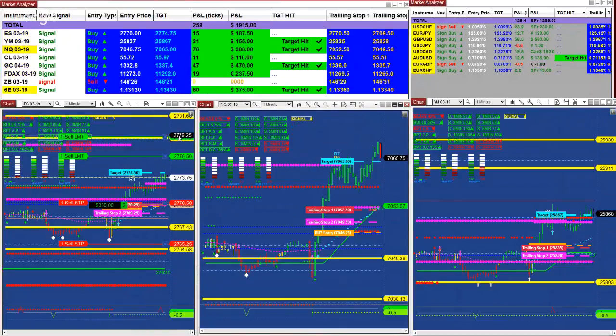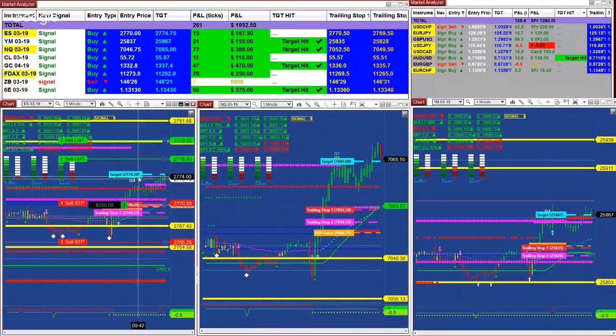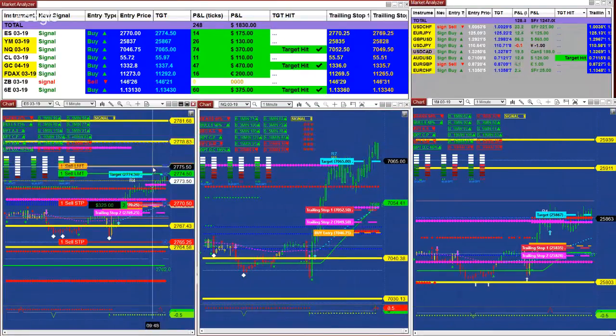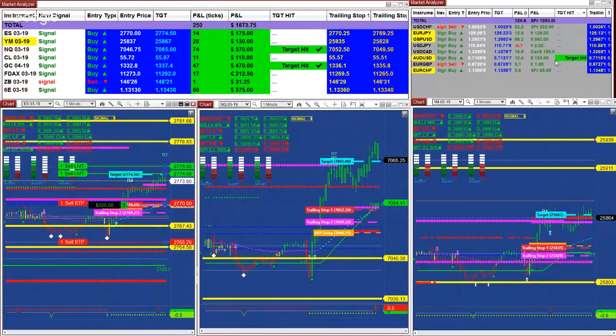As you see right now, the ES has already hit the target, and I didn't want it to. Now I can go ahead and take it. If I wanted, I can take it or leave it.